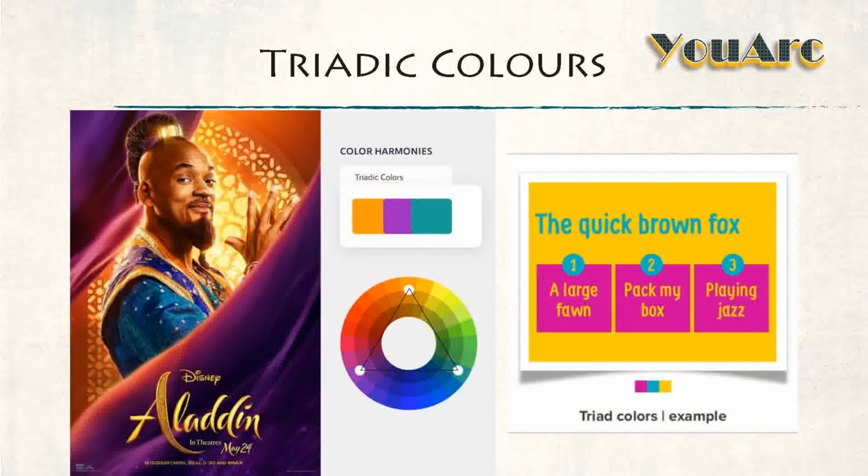Let's see an example for triadic color scheme. Let's see the poster of Aladdin. It is completely a triadic color scheme and mostly consists of the secondary color scheme. Okay, so we have a secondary color combination of triad here. So these are a few examples of triadic colors. You can see this and understand.